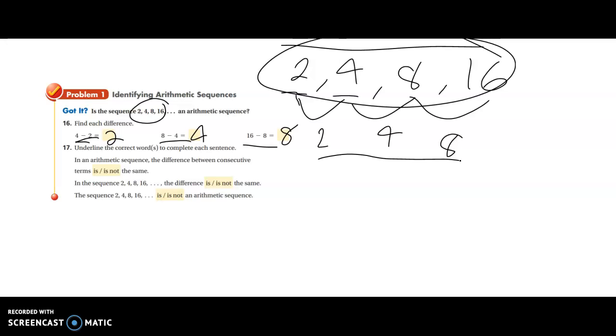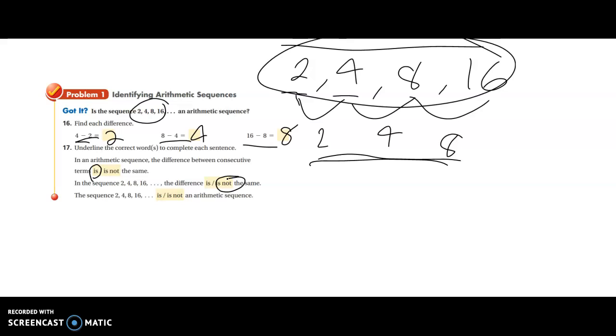So let's just answer number 17. In an arithmetic sequence, the difference between consecutive terms is the same, because that is what makes an arithmetic sequence. The differences have to be the same. And in this sequence, 2, 4, 8, 16, the difference is not the same, as we can see here. So let's circle that.